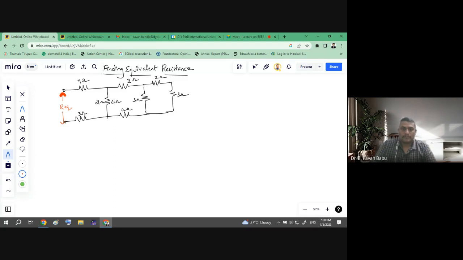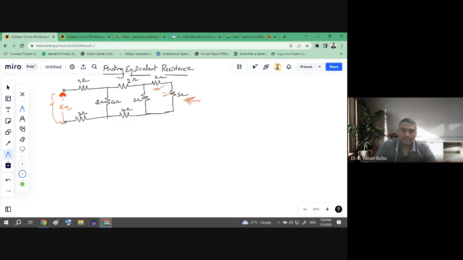Okay. So first of all, we need to start from this direction. This is the equivalent point, where we need to find out the equivalent resistance. So we need to start resolving the circuit from this end. Let us start with these two elements, the 2 ohm resistor and the 3 ohm resistor. These two are connected in series.